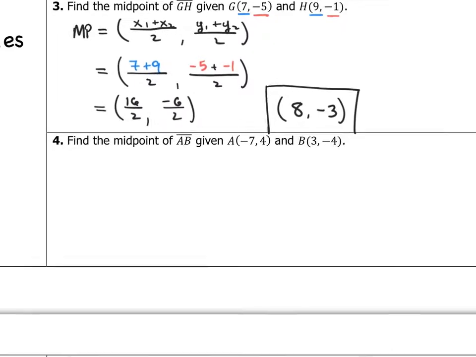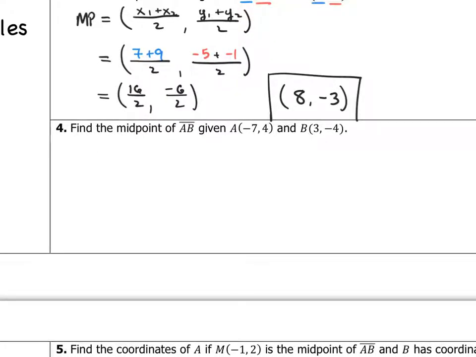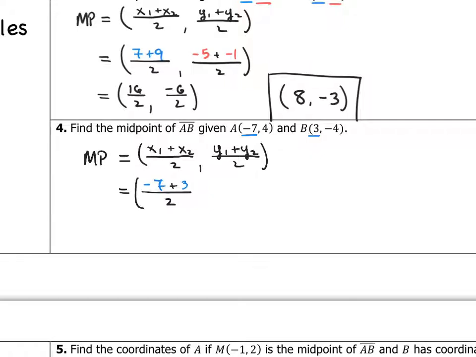All right, we're going to do the same thing for number 4. We're given that A has coordinates -7, 4, and B has coordinates 3, -4, and we want to find the midpoint of segment AB. So again, start with your formula. Your x coordinates are -7 and 3, so this is -7 plus 3 all over 2. And for the y coordinates, it's 4 and -4, so we have 4 plus -4 all over 2.